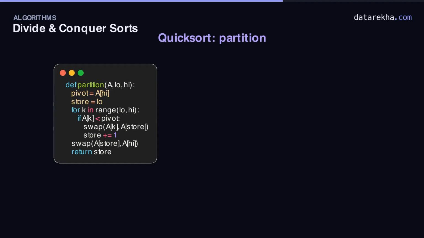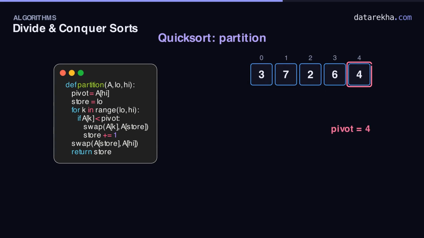Here we pick the pivot as the last element and keep a store index marking the boundary of the smaller than pivot region. Let's partition a small array and watch the pivot settle. Our array: 3, 7, 2, 6, 4. The pivot is the last element, 4, marked in rows. The store index starts at the far left, position 0.